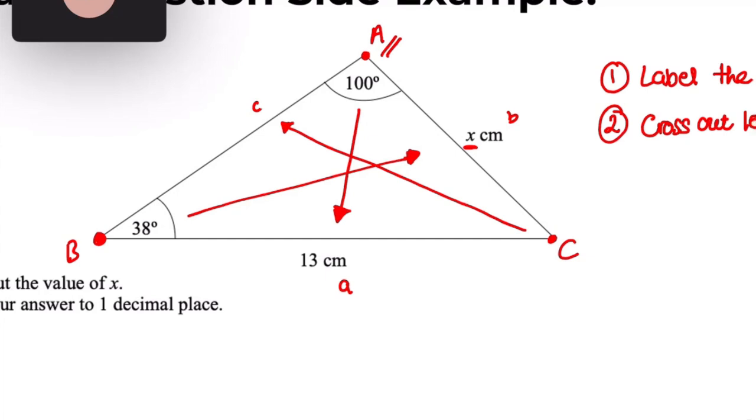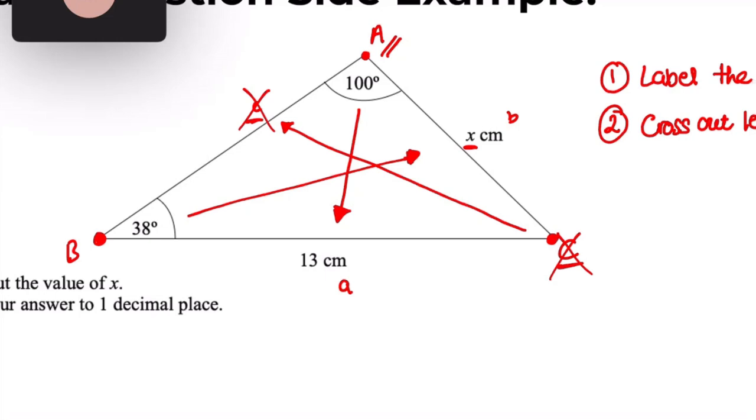Over here, we don't need C, because we have no information about C. We don't know the angle and we don't know the side. So we're just going to cross out C, just like that. It's totally irrelevant.